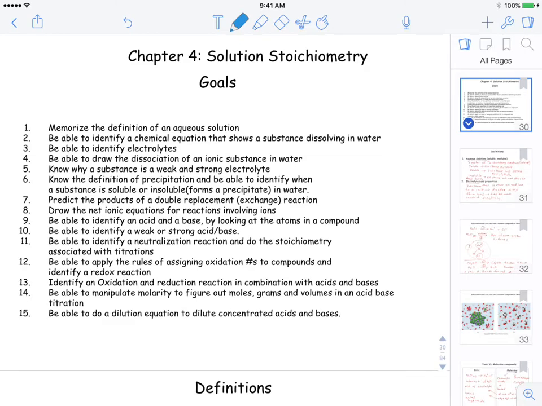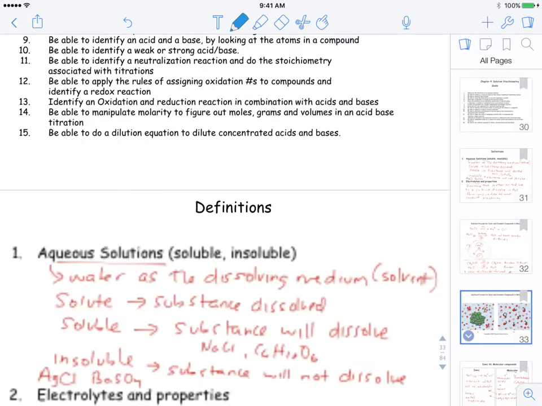Hello everybody. Last time we started this second part of the chapter, solution stoichiometry, and there were some images missing from the PowerPoint. So I just wanted to go through and show you some of those images before we move on. We're going to talk about acid-base reactions. We're going to talk about some redox reactions.